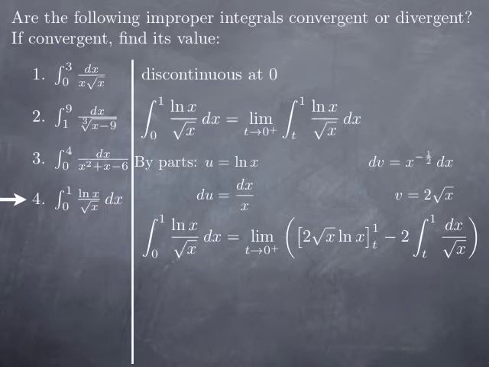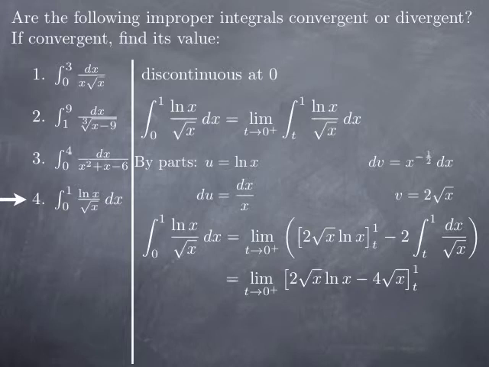minus the integral of v du, which is 2 root x over x, in other words, 2 times 1 over root x. So we get minus 2 integral from t to 1 of dx over root x. Of course, an antiderivative of 1 over root x is 2 root x. When I multiply by negative 2, I obtain negative 4 root x, and so I'm just looking at the limit at 0 of 2 root x ln of x minus 4 root x that I'm evaluating between t and 1.